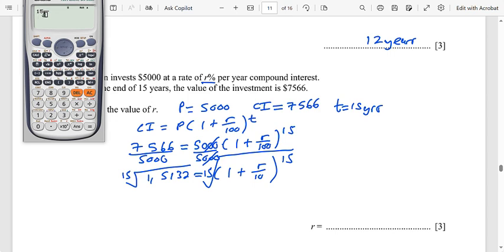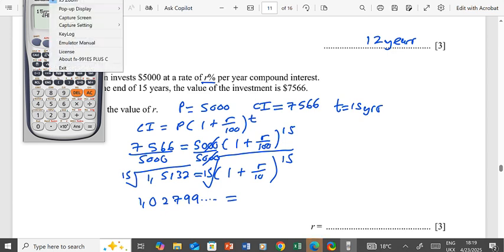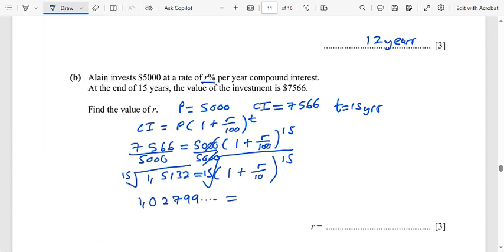So we're going to try the 15th root of our answer, which we believe is still there. Then that's 1.02799... We're not going to remove the answer on our calculator. But then on the right hand side, the 15th root and the power 15 knocked out each other. So we're left with 1 plus R over 100. So 1.02799 minus 1 is equal to R over 100.